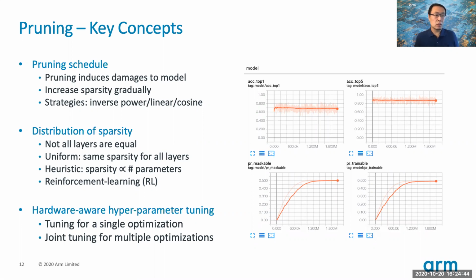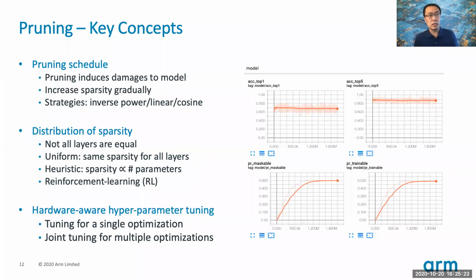So there are a few methods: uniform, heuristic, or reinforcement learning based method, which we're going to provide some more details on later slides. And then taking this game one step further, instead of optimizing just for accuracy and some proxy of hardware performance, we can actually directly feed hardware awareness into the optimization process and into the hyperparameter tuning for these optimizations, such as pruning. And then, we could choose to tune for a single optimization, or we can even try to jointly tune for multiple optimizations at the same time.